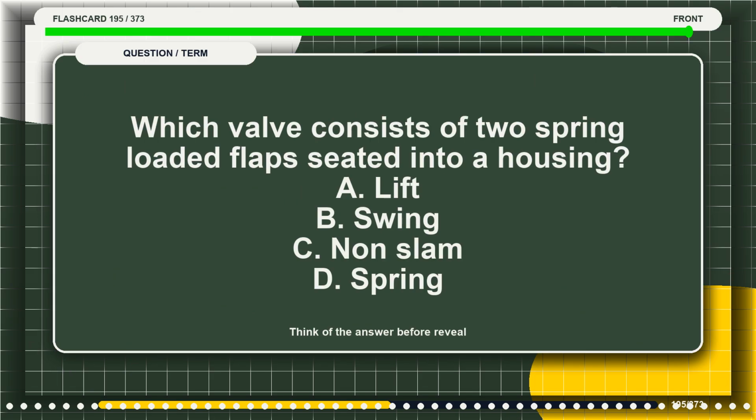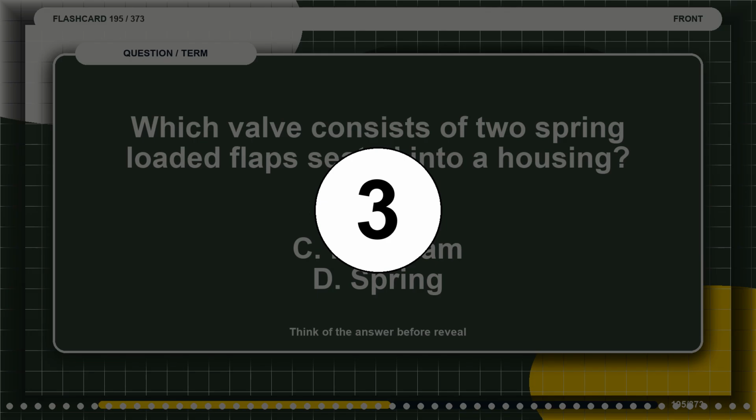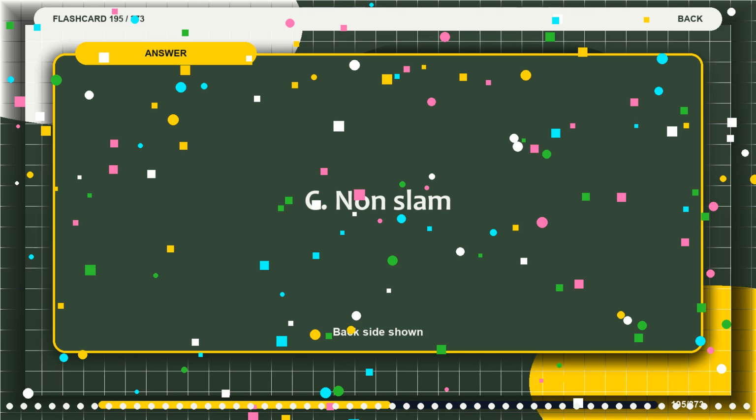Flashcard 195. Which valve consists of 2 spring-loaded flaps seated into a housing? A. Lift. B. Swing. C. Non-slam. D. Spring. Think of the answer before the reveal. The answer is C. Non-slam.